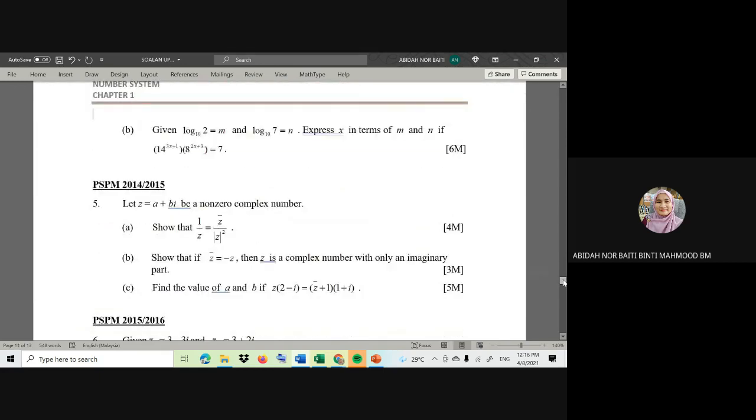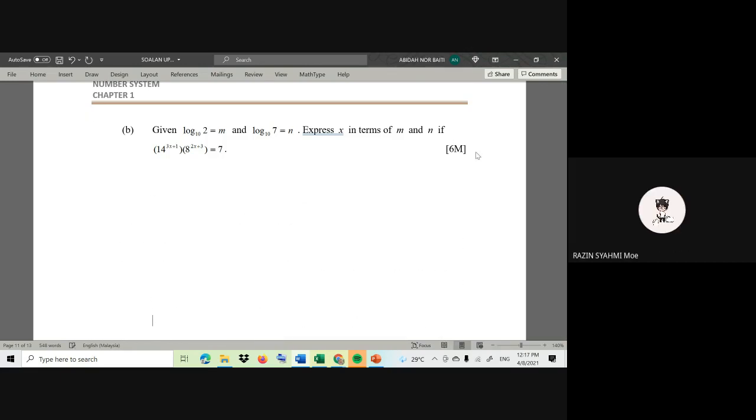Okay, yang B, boleh buat tak yang B tu? Log. B boleh buat tak? Boleh, madam. Kamu buat macam mana mula-mula? Express X, X as a subject. Mula-mula buat macam mana? Yang cakap boleh tadi, kamu mula buat macam mana?